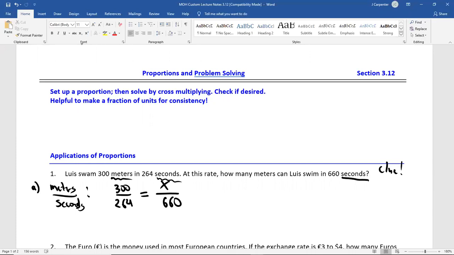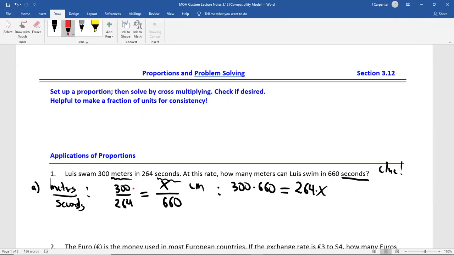Now we're going to cross multiply. We'll take the 300 times the 660 and set that equal to the 264 times the x. Again, top left times bottom right, bottom left times top right. Let's see, 3 times 66 would be 198, then tack on 3 zeros. So that's 198,000 equals the 264x.